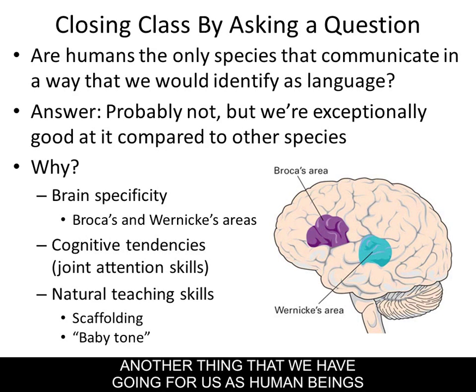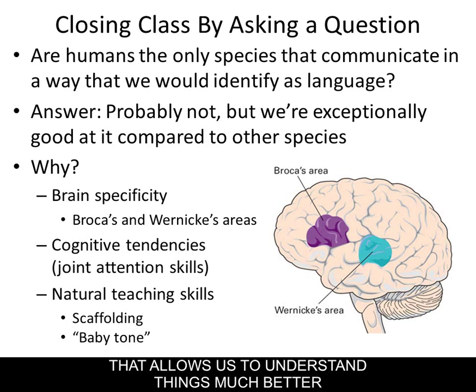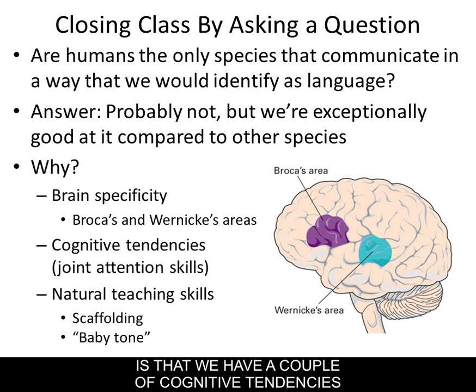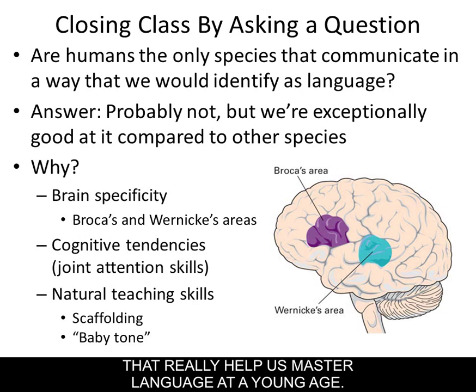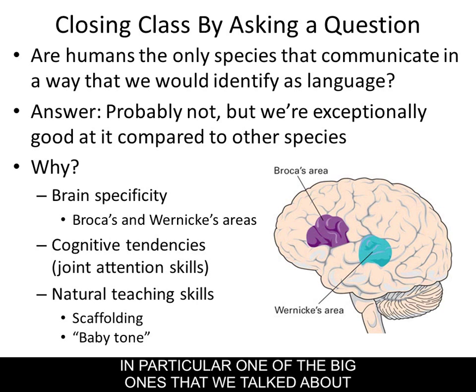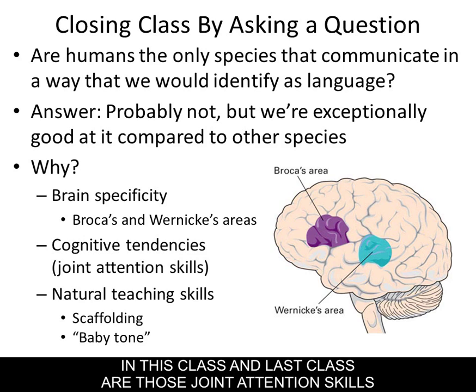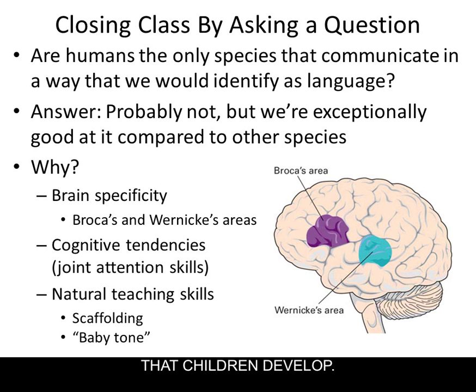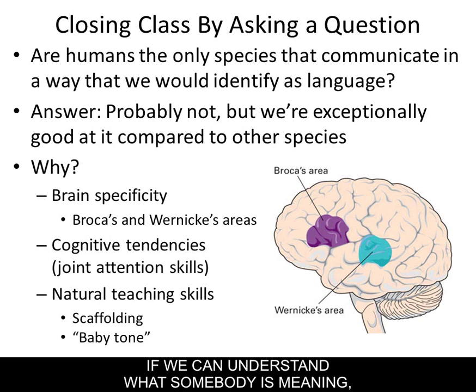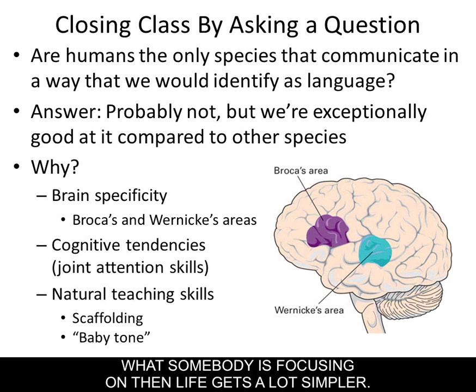Another thing that we have going for us as human beings that allows us to understand things much better is that we have a couple of cognitive tendencies that really help us master language at a young age. In particular, one of the big ones that we talked about in this class and last class are those joint attention skills that children develop. If we can understand what somebody's meaning, what somebody's focusing on, then life gets a lot simpler.